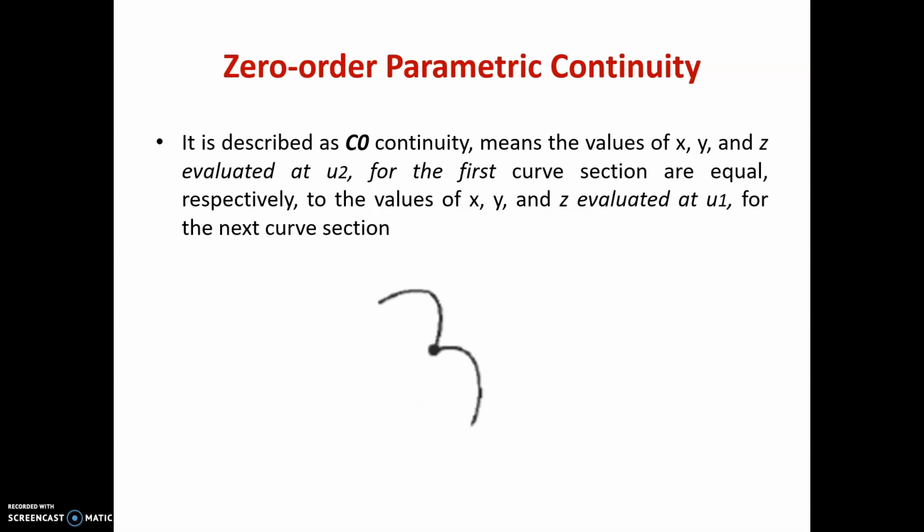Zero order parametric continuity. The zero order parametric continuity is described as C0. It means the values of x, y and z which are evaluated at u2 for the first curve section are equal to the values of x, y and z evaluated at u1 for the next curve section.